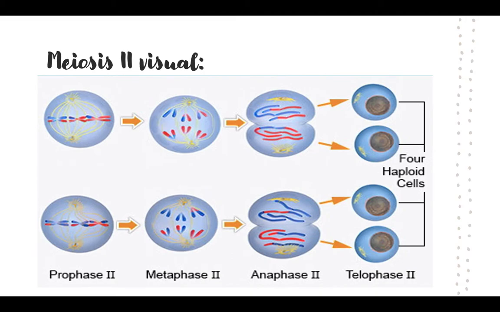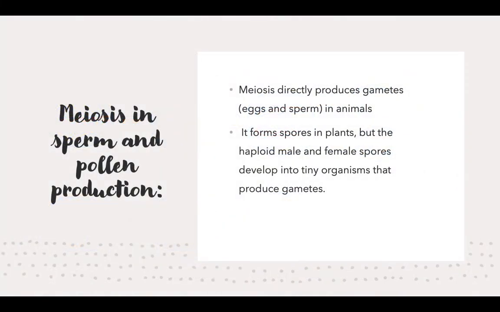So here's a visual of meiosis 2, and this is where the main difference between meiosis 2 and mitosis takes place. It happens in 2 different cells, so the result is 4 haploid cells. Meiosis in animals directly produces gametes, which are the eggs and sperm in animals, but in plants it forms spores. The haploid male and female spores develop into tiny organisms that then produce the gametes.